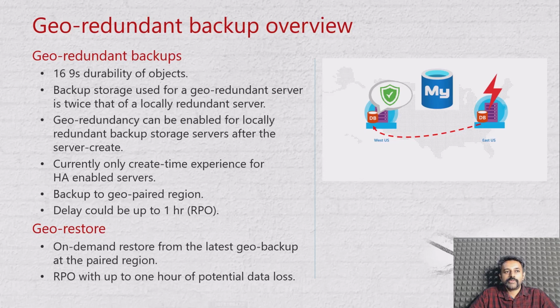Currently, it is only a create time experience for HA enabled servers. Which means that the switch from geo to local is not possible with servers with high availability enabled. And backup to a geo paired region has a delay of up to 1 hour RPO. Basically, if a disaster strikes, the amount of lag that you may have after you restore could be up to 1 hour. Geo restore is an on-demand restore from the latest geo backup at the paired region. So geo restore cannot be a point in time where you can choose a particular time. It will always be the latest available backup, and RPO would be up to 1 hour for potential data loss with the geo restore.